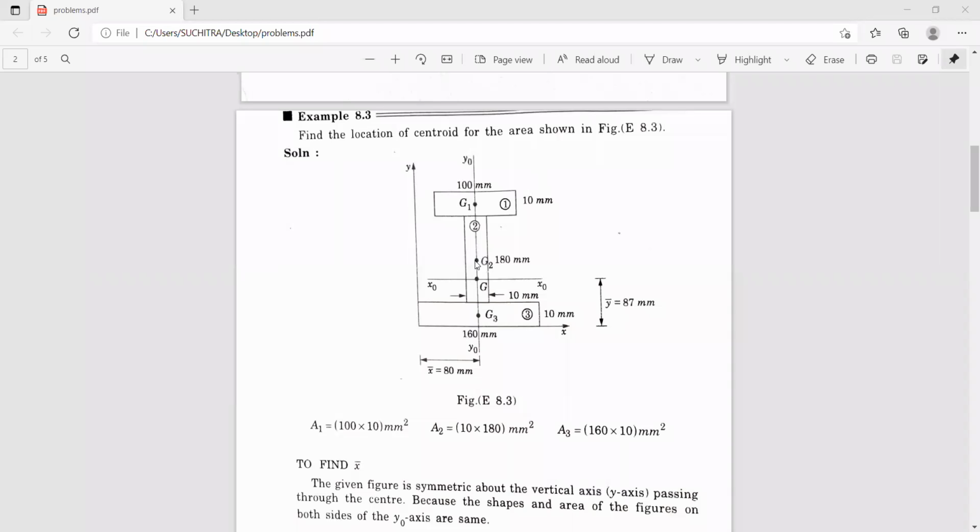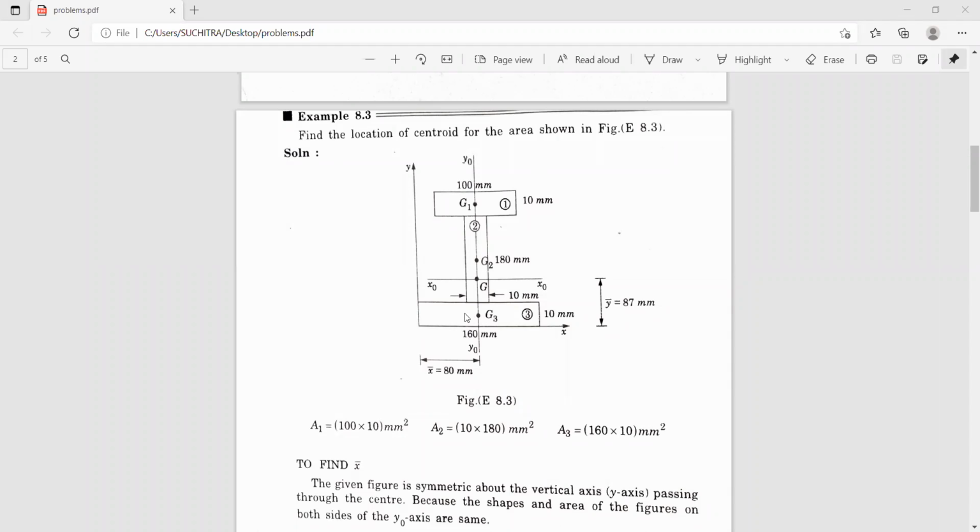Similarly, x2 from this point to this point, correct? Now this is the center, again this is the center, so this is 50, correct? 50 plus 30, so this distance is 80 millimeters. So x1 is 80 millimeters, x2 is also 80 millimeters, and x3 is also half of this, 160 divided by 2, that is 80. So this is your x3.